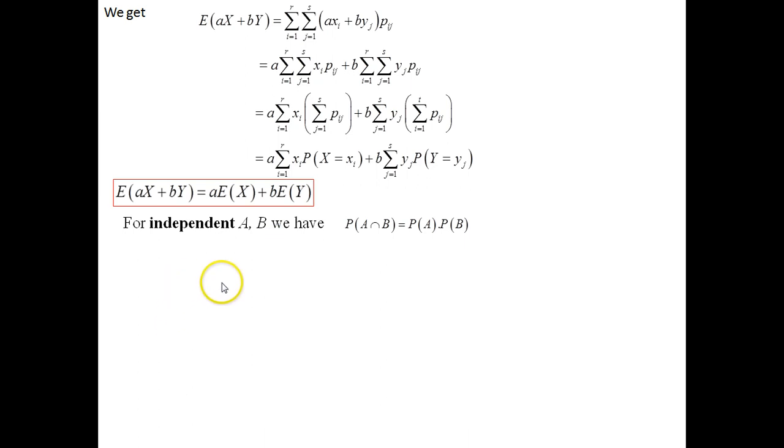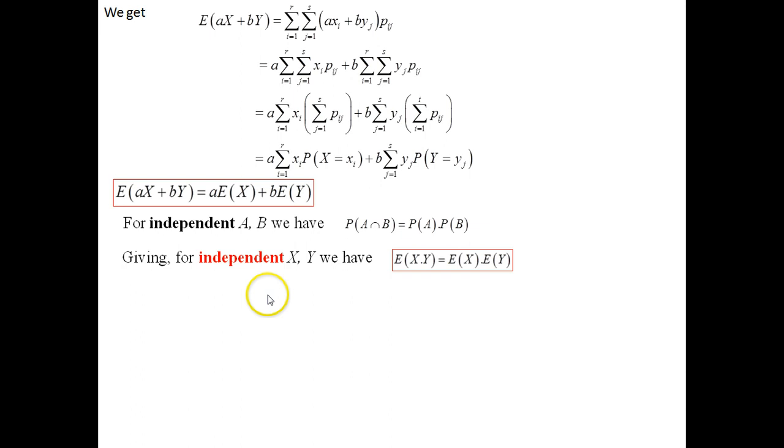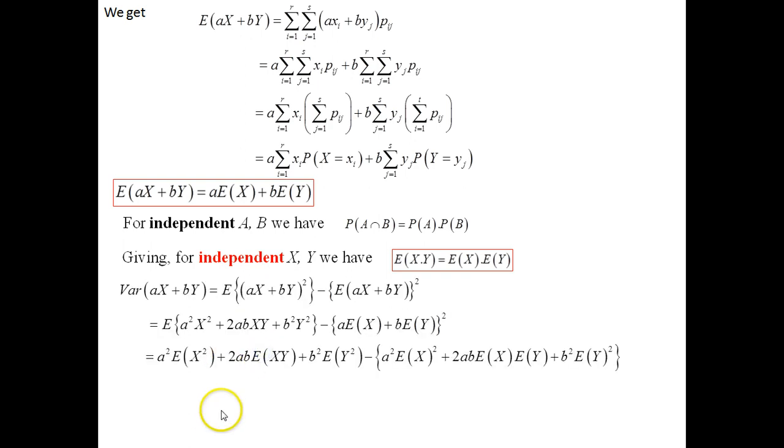For independent A and B, if we want the probability of A and B occurring, as they're independent, we can multiply them. Therefore, we can use the expected value of x times y to be the expected value of x times the expected value of y, only if x and y are independent.